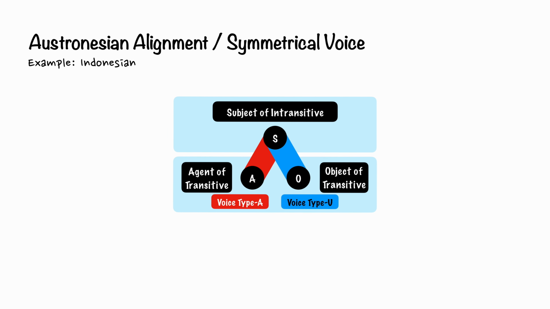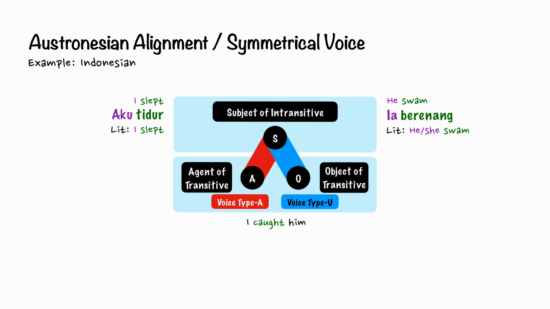Now let's look at the Indonesian language, one of the Austronesian languages. Since Indonesian doesn't mark cases on nouns, we'll illustrate this using personal pronouns similar to English, as some Indonesian pronouns still retain their Austronesian case distinctions. We'll start with sentences containing intransitive verbs. I slept, aku tidur. He swam, ia berenang. For sentences with transitive verbs, let's consider this example. I caught him, using the Indonesian word tangkap, which means caught.